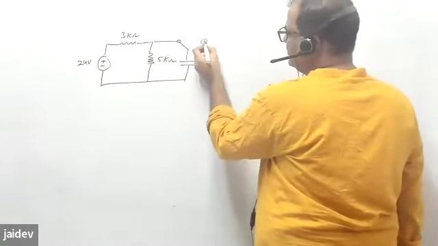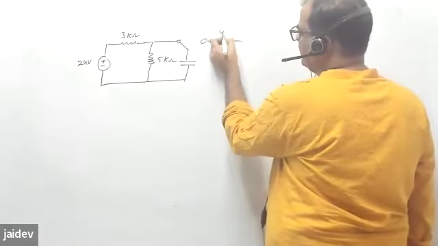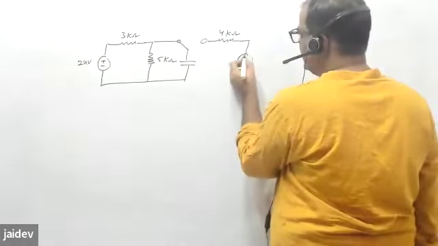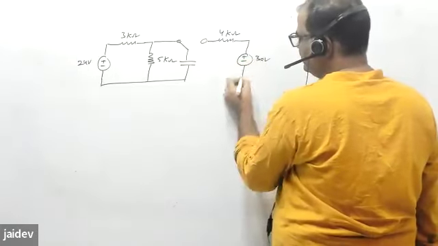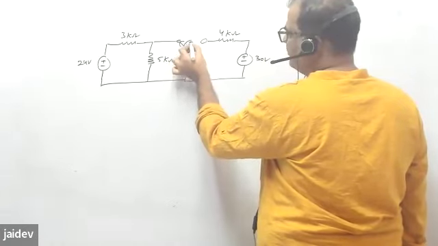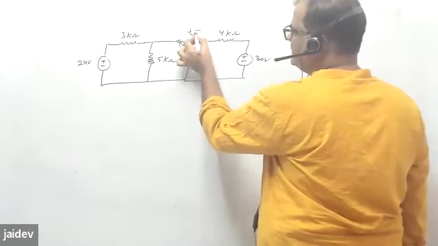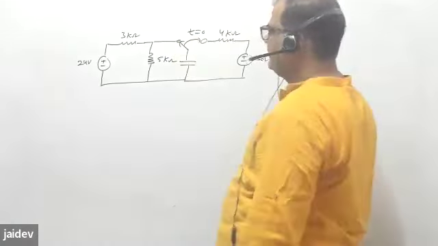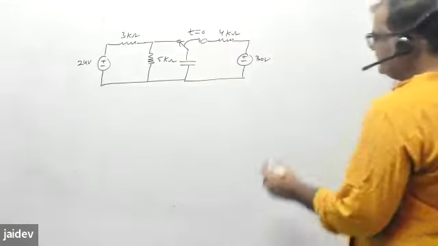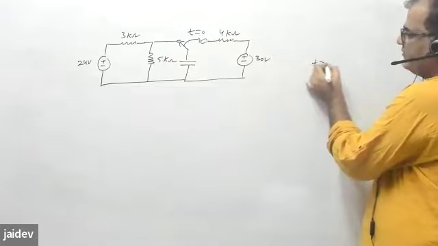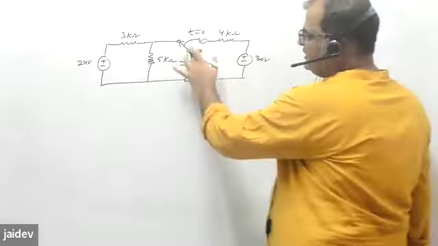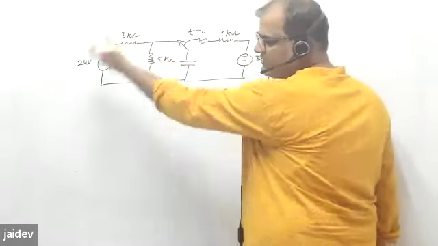and now you have one more circuit, 4 kilo ohm, and here you have 30 volts. And now at t is equal to 0, I am bringing this here. At t is equal to 0, I am bringing it here, and you have to tell me what is the voltage at t greater than 0. What is the voltage after t is equal to 0? Before that, everything is t equal to 0 minus.